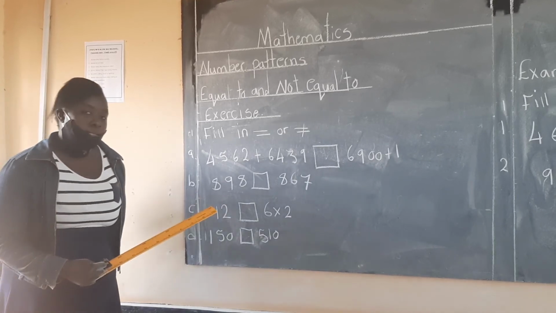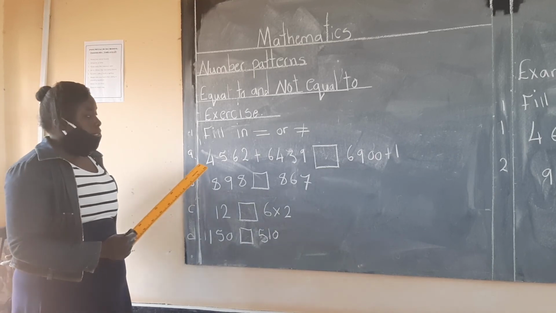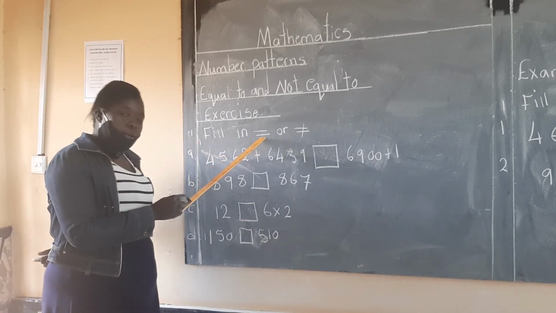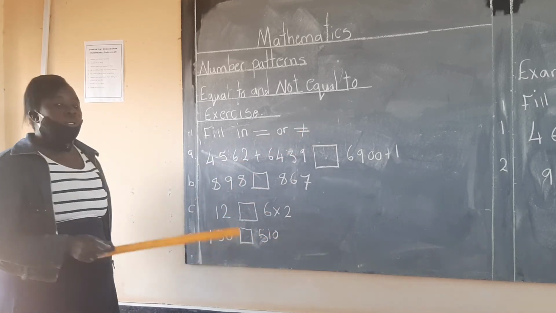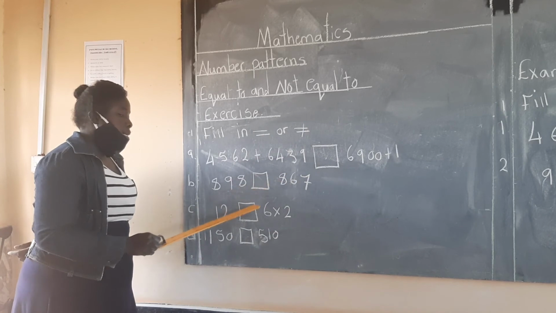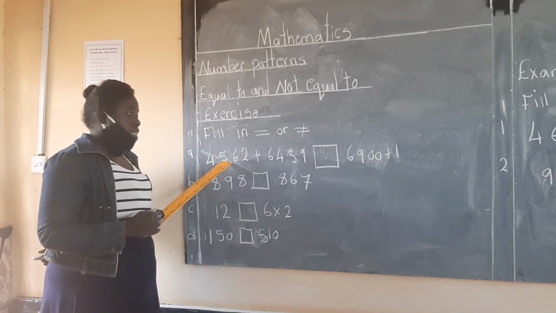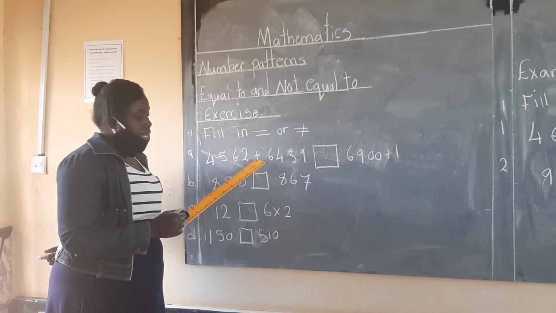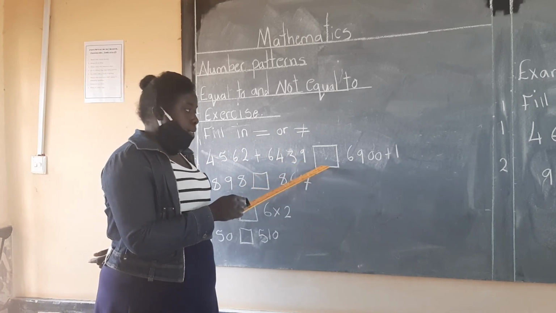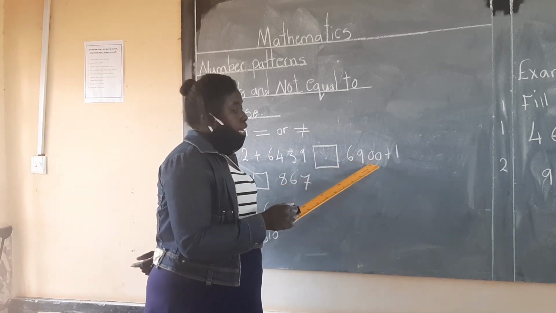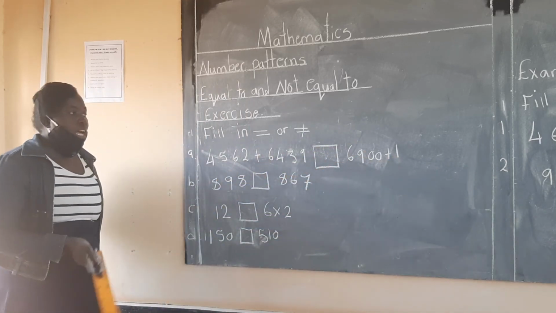So here is our exercise. Let us go through the exercise together. They are saying fill in equal to or not equal to in the boxes provided. Number 1, we have 4,562 plus 6,439 box 6,900 plus 1. When you find the answers for this, you can compare them.